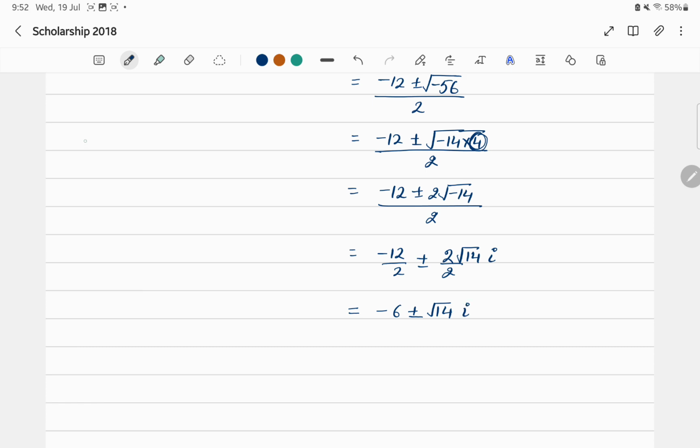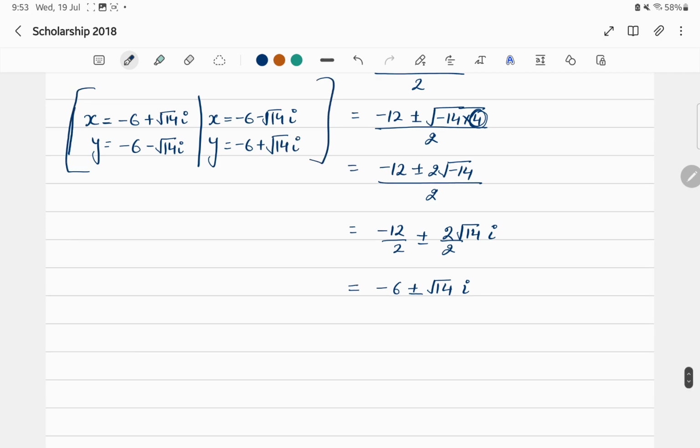So the possible values of x and y could be: if x is minus 6 plus the square root of 14 i, y will be minus 6 minus the square root of 14 i. And another possible value could be when x equals minus 6 minus the square root of 14 i, y equals minus 6 plus the square root of 14 i. So these are the other possible values for this system of equations.